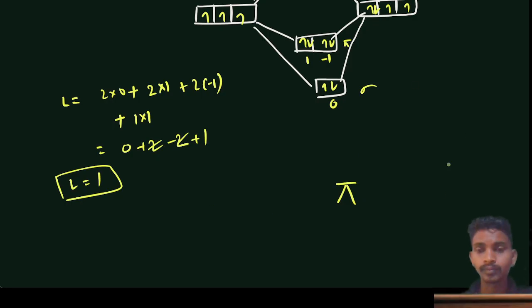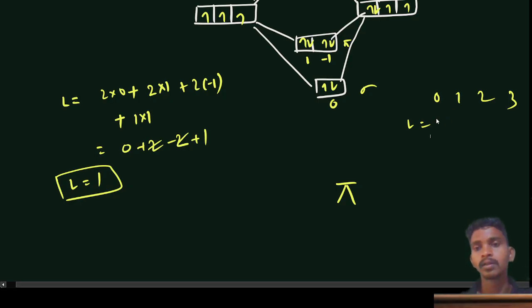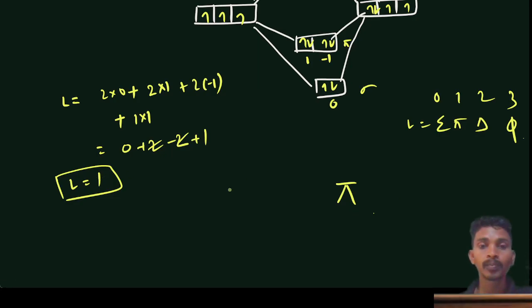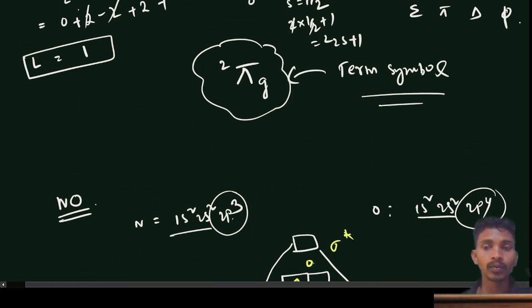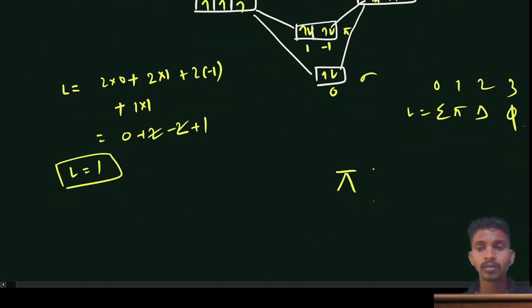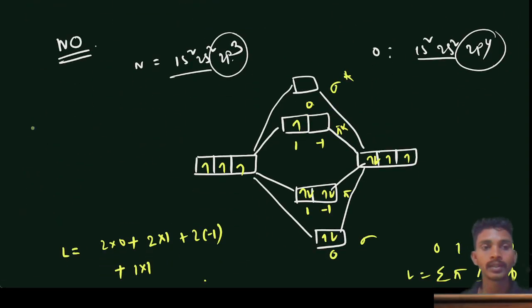Okay, and now because this is 0, 1, 2, 3, then L is sigma, pi, delta, and this. Okay, so now for this case, when L is equal to 1, we look for 2S plus 1. Yes, because if L is 1, then positive negative will not come. Another thing is that here this is NO. So from here if you go to this, we will get nitrogen, and from here we will get oxygen.